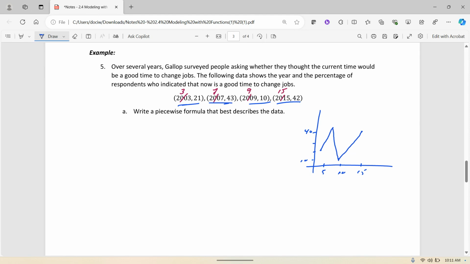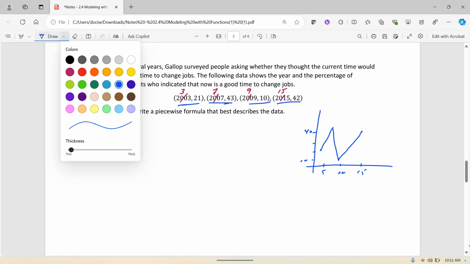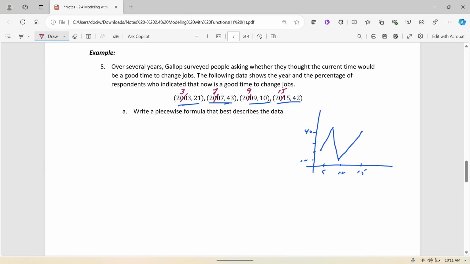So I've got three different pieces to this function. If I want to find, and I'm going to use different colors here, the equation of this line, that line goes from the point (3, 21) to the point (7, 43). So if I find my slope, 43 minus 21 over 7 minus 3, that's 22 over 4. I'm going to call it 11 halves.